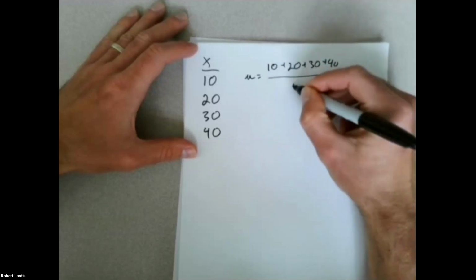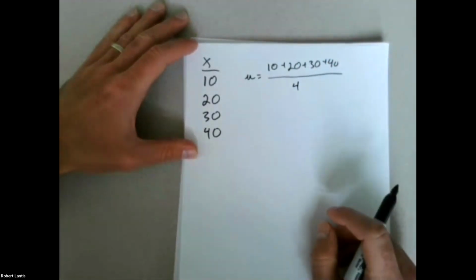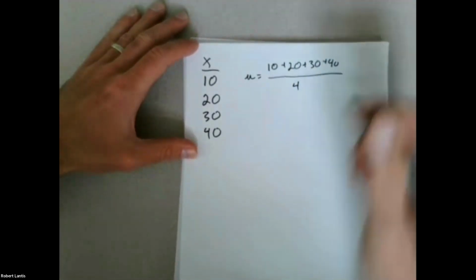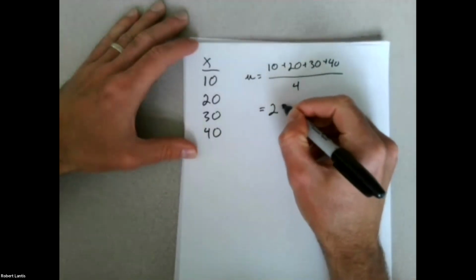Divide by the total number of numbers that I have. So I'm looking at this right. I've got what? 60, 100. So 100 over 4 should be 25, if I'm doing math in my head correctly here.